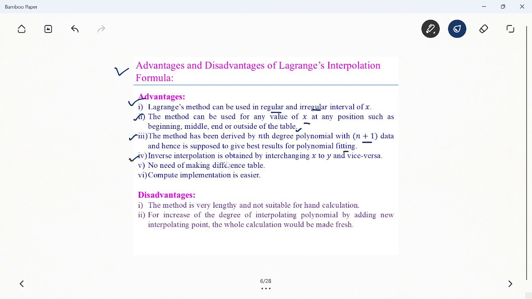Next, inverse interpolation is obtained by interchanging x and y and vice versa. There is no need of making a reference table. Computer implementation is easier. So these are the advantages.